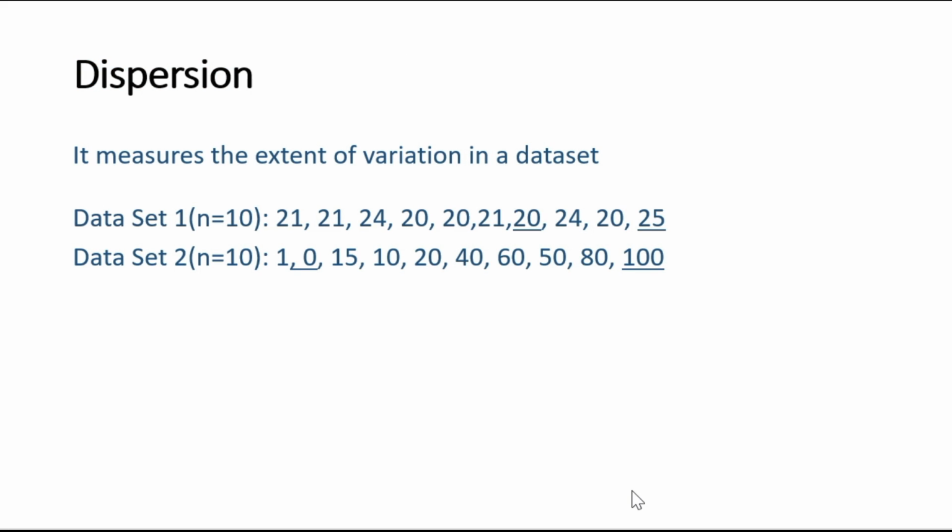The next characteristic of a frequency distribution is dispersion. What is it? It measures the extent of variation in a data set. Like here we have two data sets, data set 1 and 2. Both have 10 observations. In data set 1, the minimum observation is 20 and maximum is 25. While in data set 2, the minimum observation is 0 and maximum is 100. Obviously, if we just look at the data, we can make out that data set 2 has more variation as compared to data set 1.